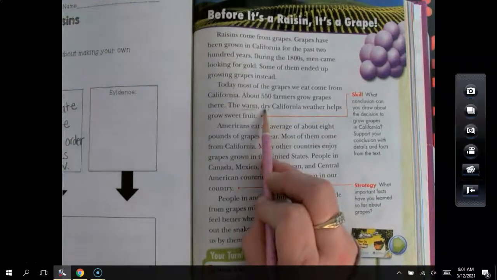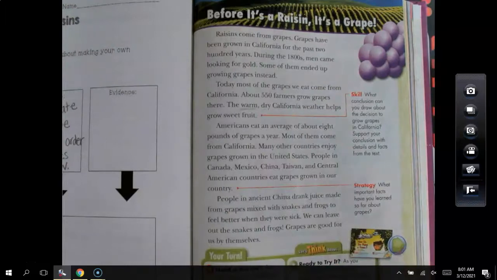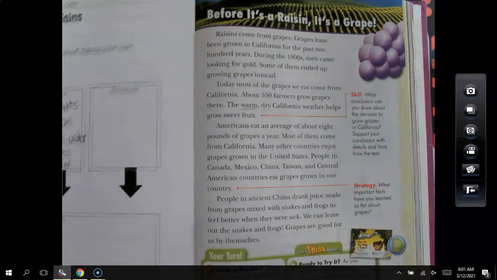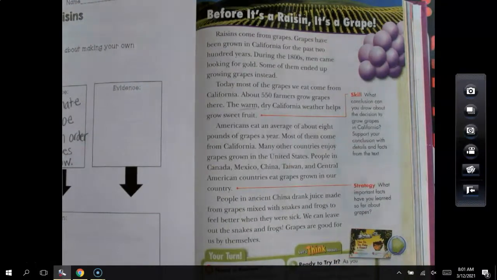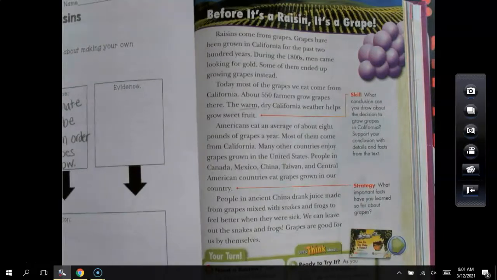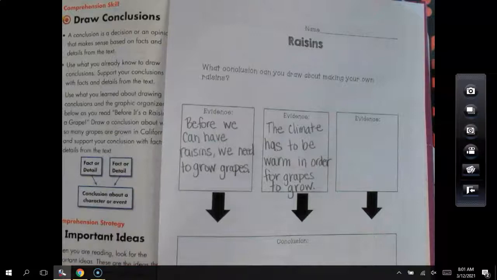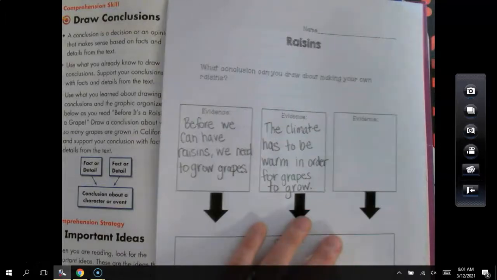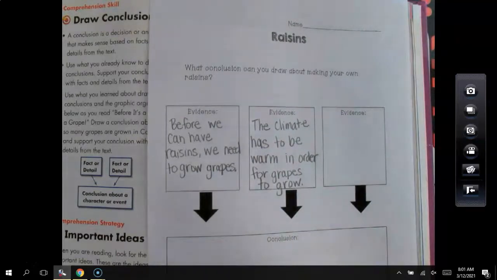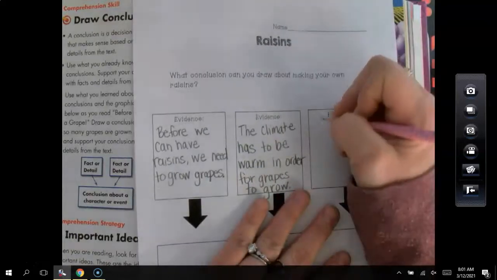It also needs to be dry, boys and girls. It needs to have dry weather. So if it is raining all the time, that's not good for the growing season. It needs to have a dry place in order for these grapes to grow. So we cannot grow grapes in a wet area. It needs to be dry.